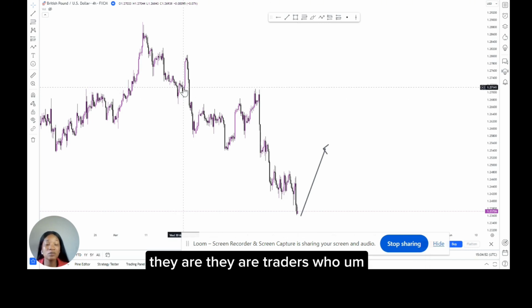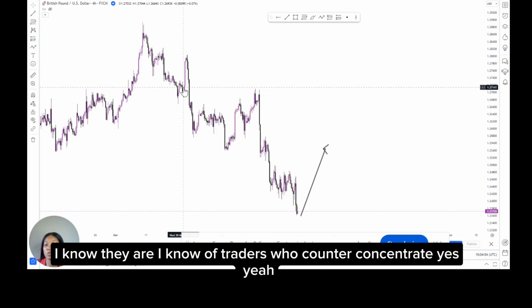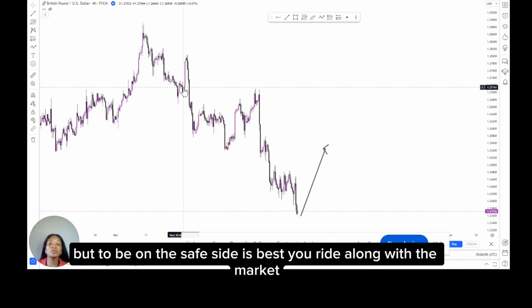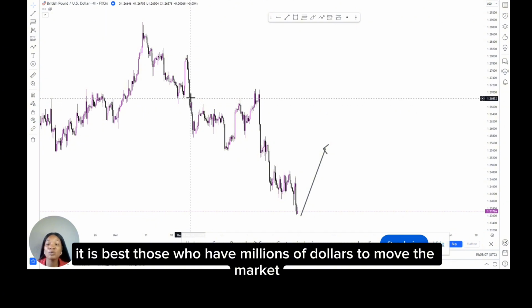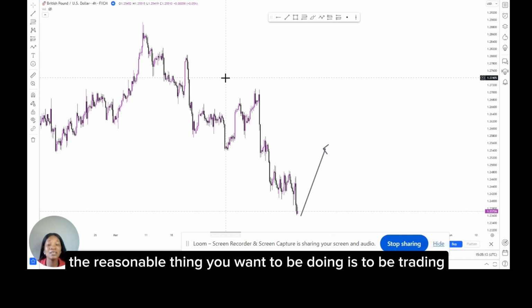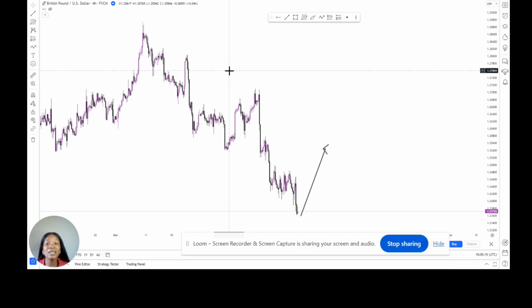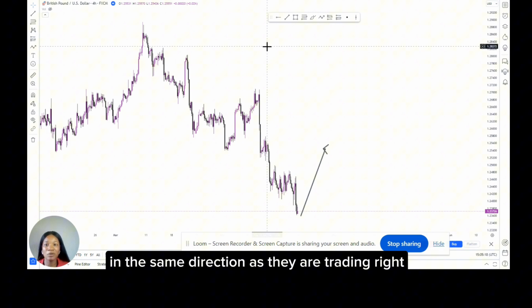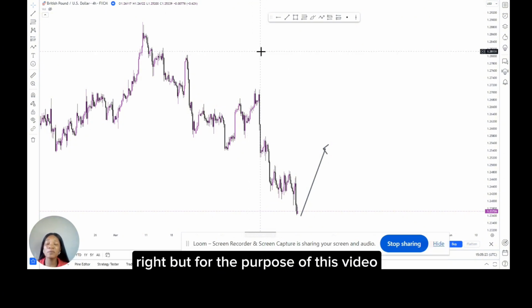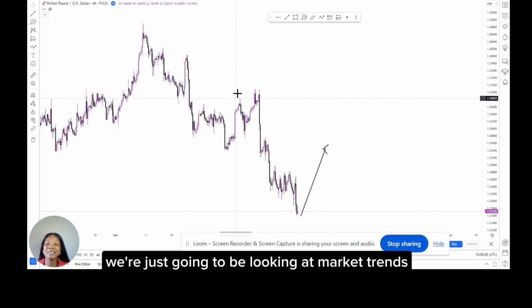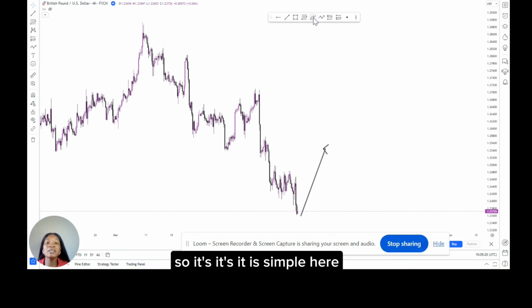Yes, there are traders who counter trade, but to be on the safe side, it's best you ride along with the market movers. Like I said earlier, it is those who have millions of dollars that move the market. I think the reasonable thing you want to be doing is to be trading in the same direction as they are trading. Maybe later we'll talk about where exactly you should be trading from, but for the purpose of this video, we're just going to be looking at market trends and how to identify them.